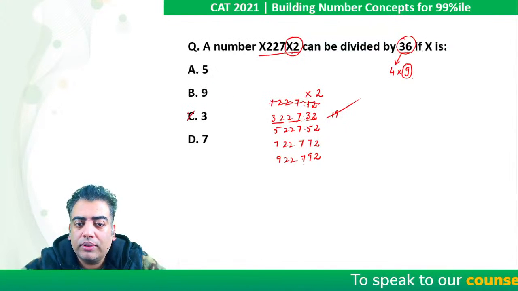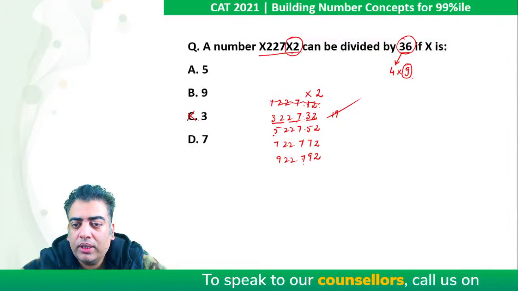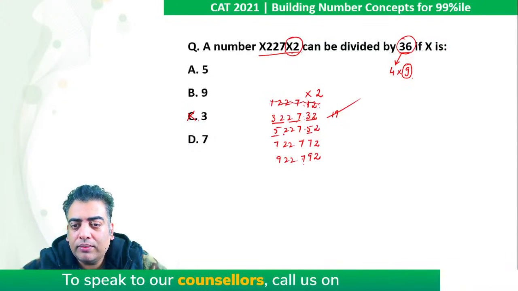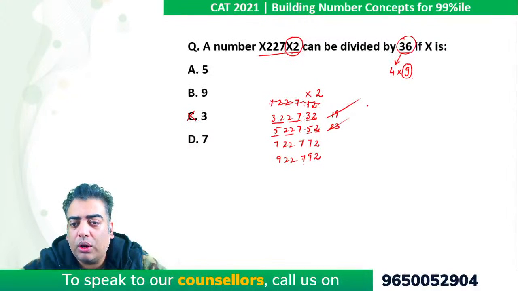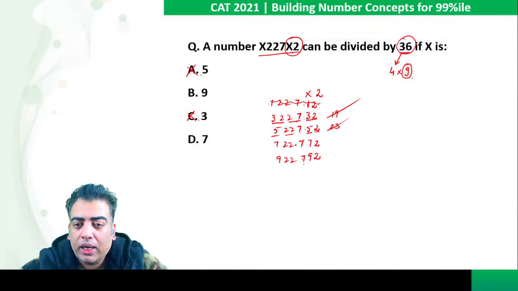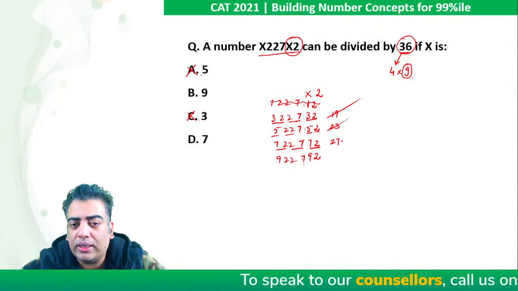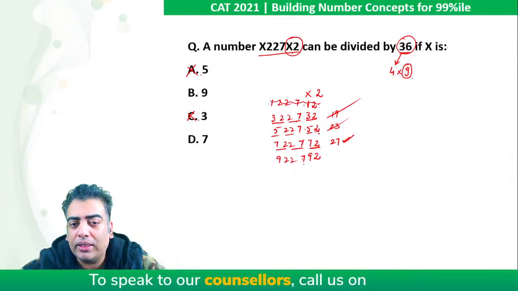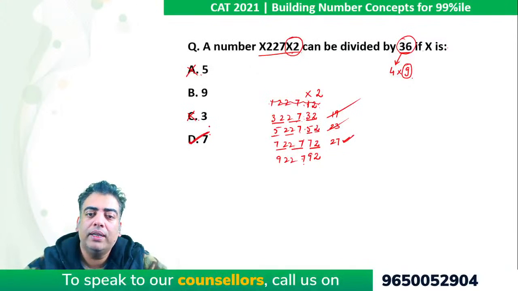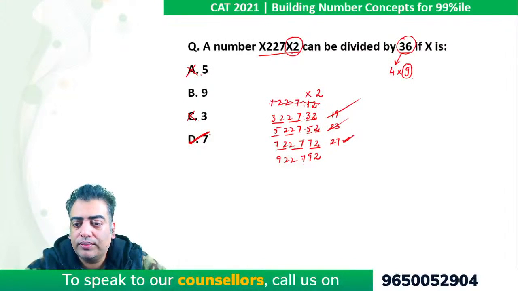So 3 goes out. If we check 5, 5 plus 5 is 10, 6 plus 7 is 13, so it adds up to 23, which is not divisible by 9. So 5 is ruled out. If we check 7, 7 plus 2 is 9, 7 plus 2 is 9, 7 plus 2 is 9, which adds up to 27, which is divisible by 9. So the correct answer option comes out to be D, which is 7.